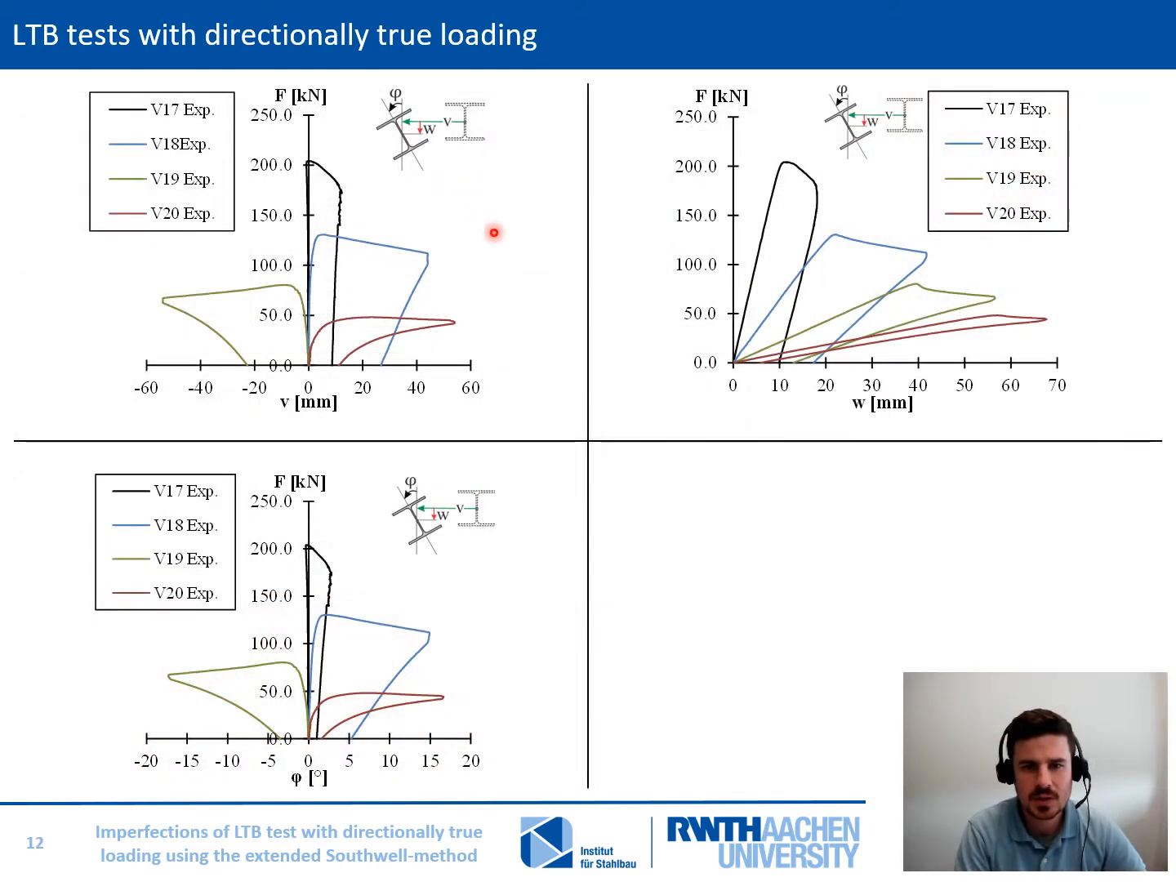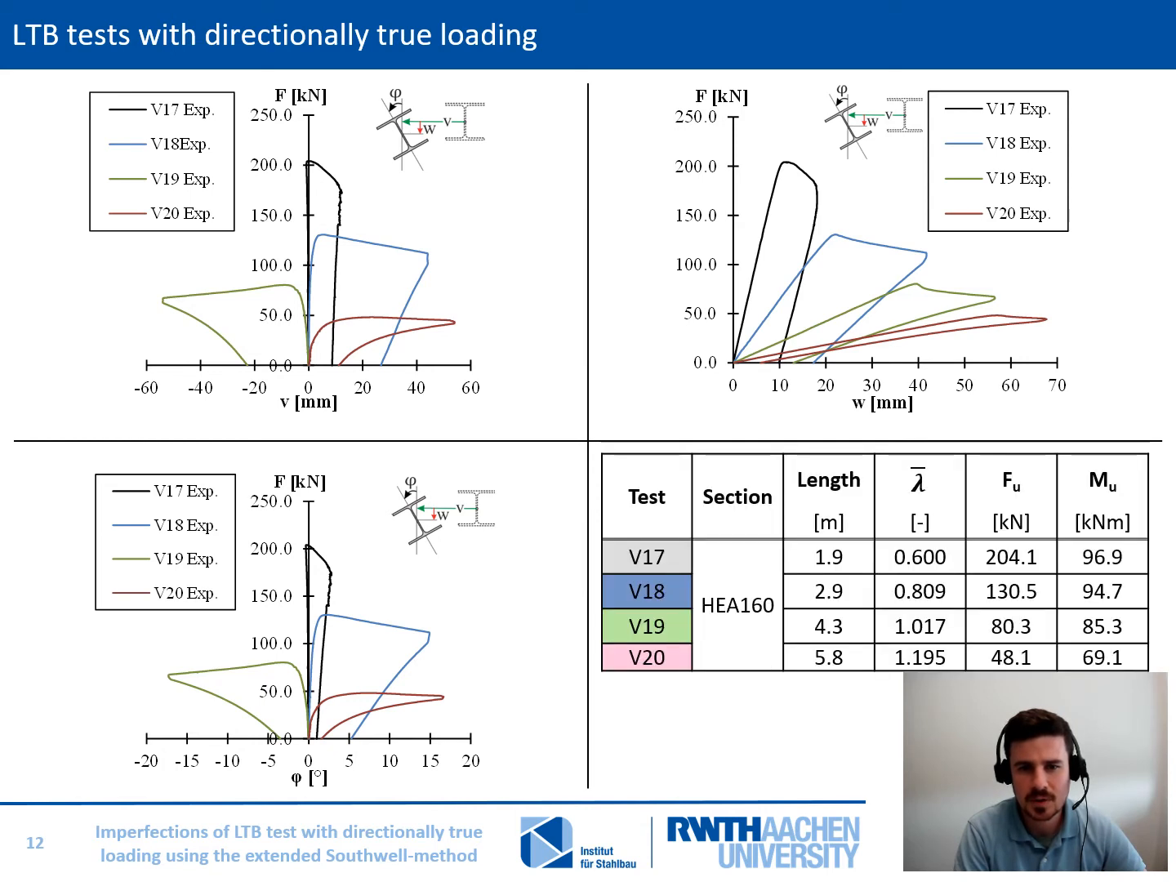In this slide, we can see the measured results. All results have been measured in the middle of the field. On the top left, you can see the force as a function of the lateral displacement. It could be observed that with increasing slenderness, an increase of the lateral displacement was measured. And below, the force as a function of the rotation is shown. And for the sake of completeness, the force displacement curves for the deflection are shown on the top right.